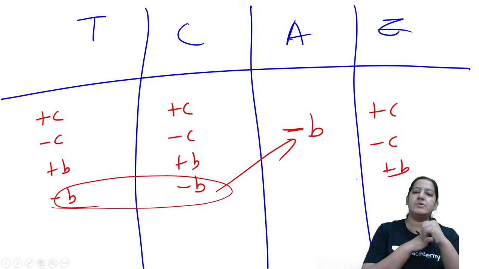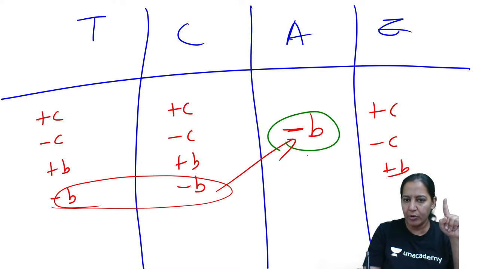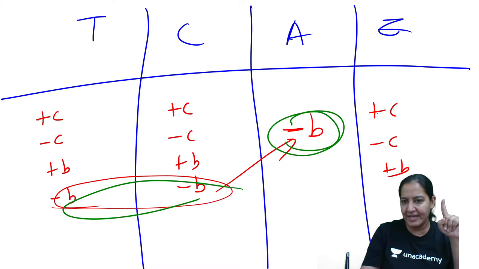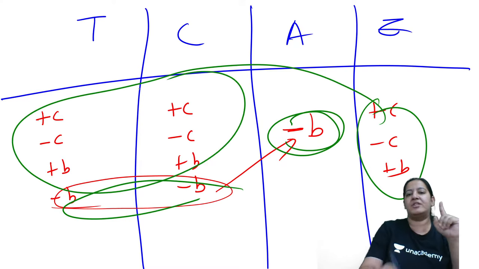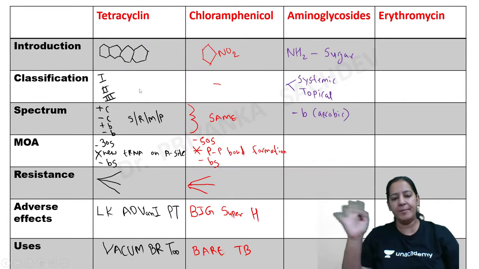Have you got it? What I mean to say? I guess you got it. A hint is enough for the wise, right? So, here only gram-negative bacilli and here in erythromycin the remaining 3. Now, compare the spectrum of all 4. That is what I mean to say. Give me a thumbs up if you got it.